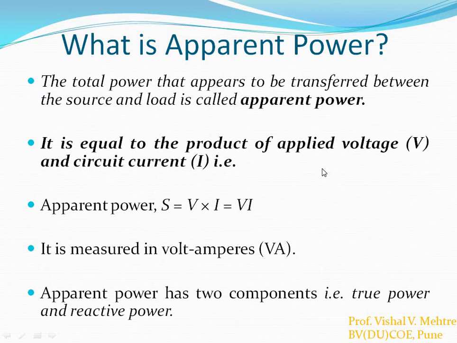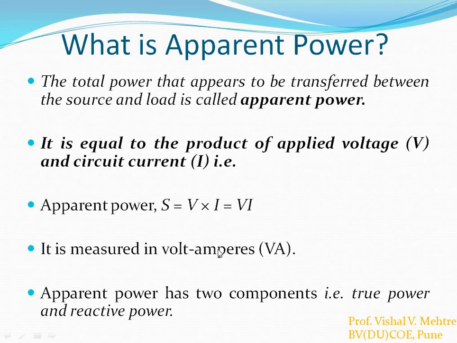First, let us understand what apparent power is. The total power that appears to be transferred between the source and load is called the apparent power. For example, whatever electrical appliances we connect, whether CFL, LED bulbs, fluorescent tube lights or fans, all consume certain power to give the output. That power is the apparent power. It is equal to the product of voltage and current, so apparent power is V into I.